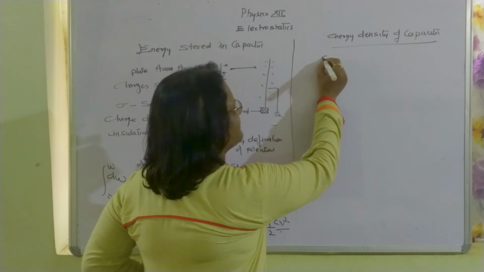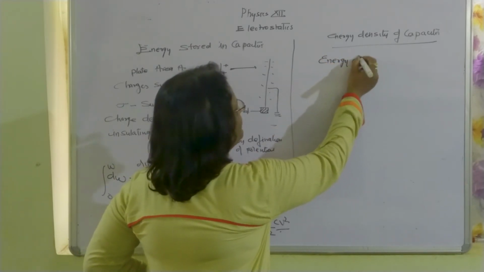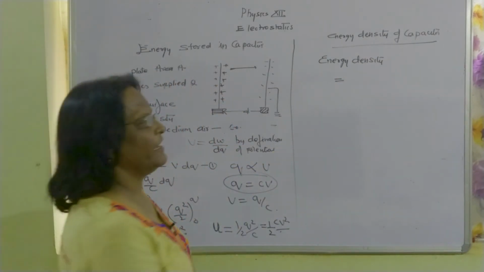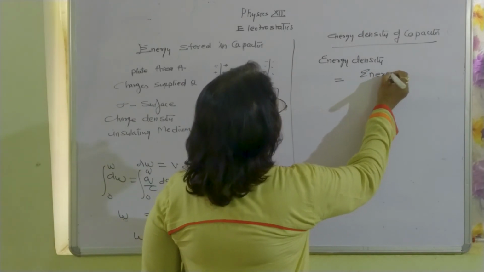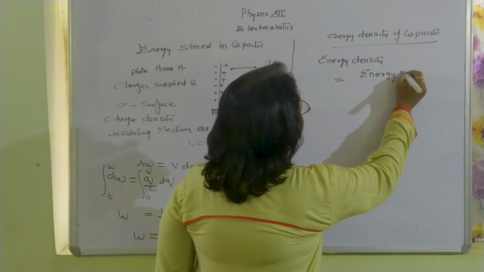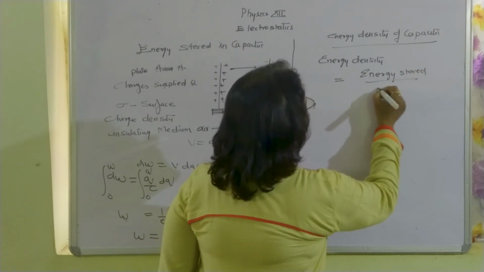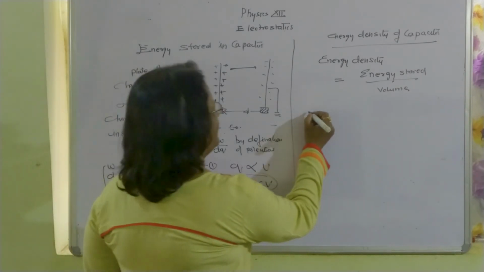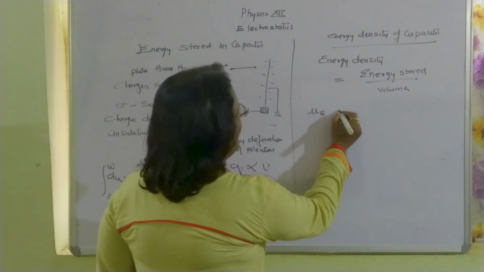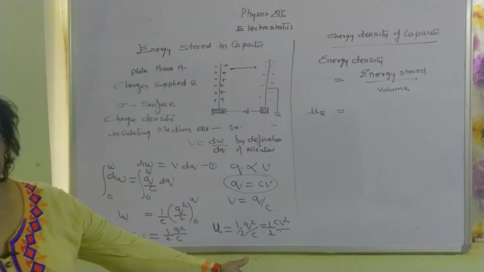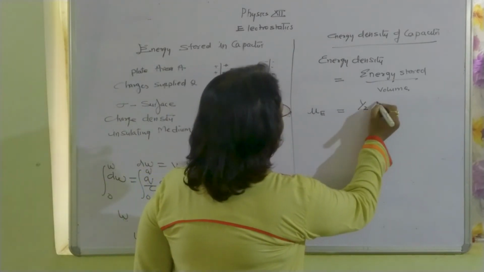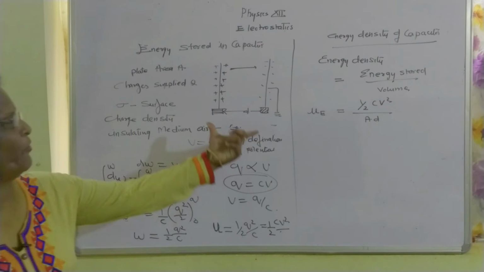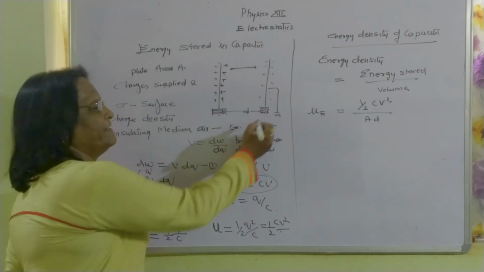Now, energy density. What will be energy density? It will be energy stored per unit volume. It is always represented as small letter u_E. And what is energy stored? Just now we have calculated 1 upon 2 CV square. What is volume? It will be A into D. What will be the volume of the capacitor? Plate area is A and distance between the plates is D.